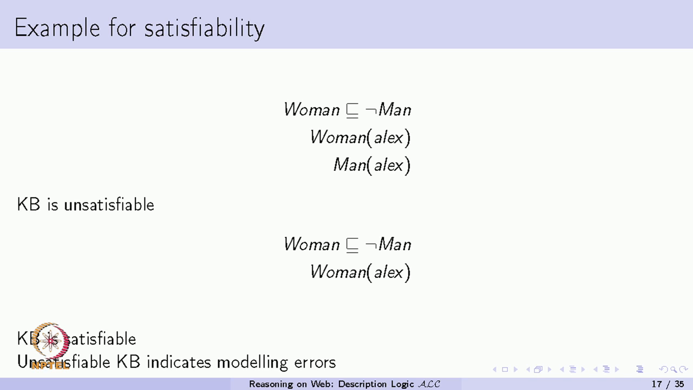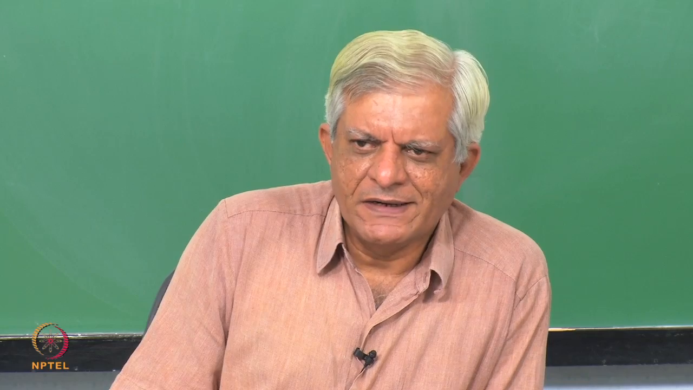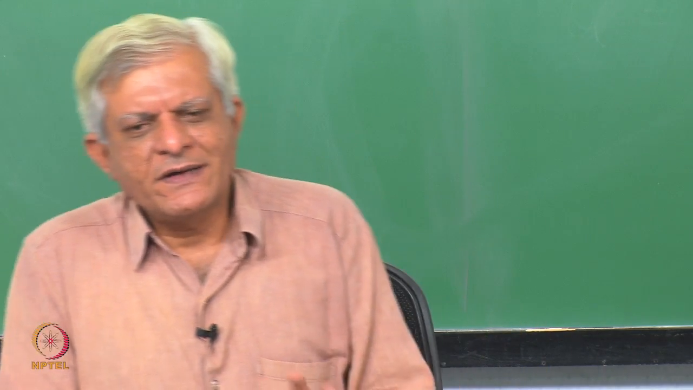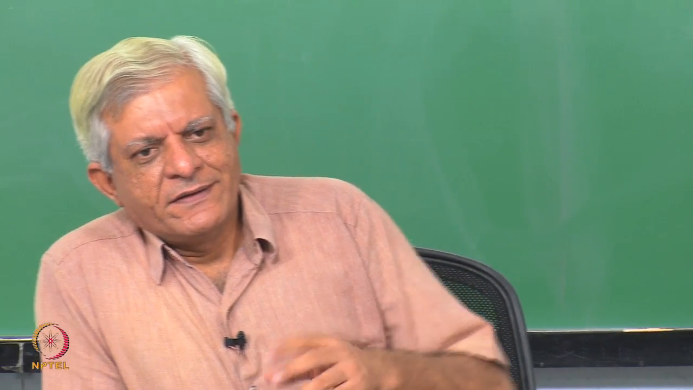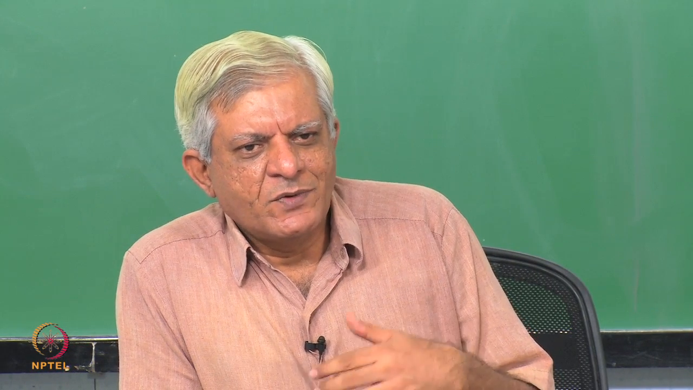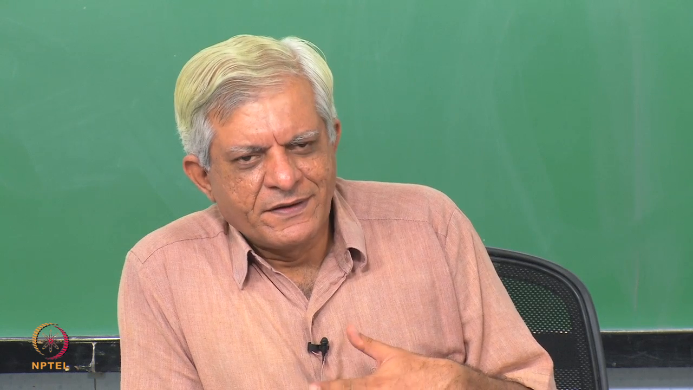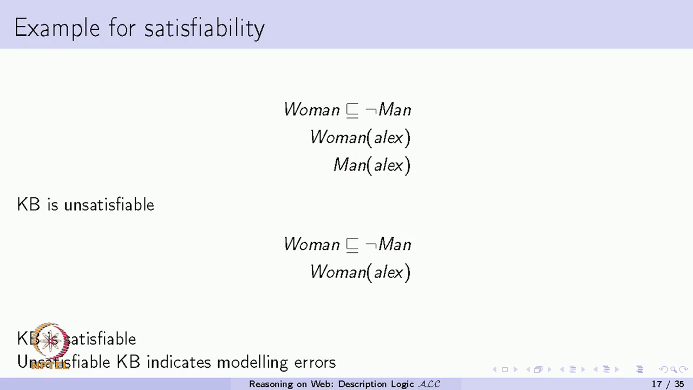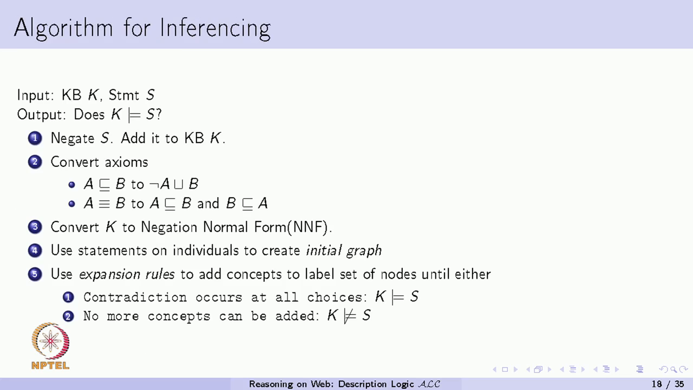Why do people want to check satisfiability of knowledge bases? Because if the knowledge base becomes unsatisfiable, then it reflects some kind of modeling error. When we were looking at logic, we had seen that if a set of statements is unsatisfiable, then you can actually prove anything from it. So, it is not a desirable thing to have.